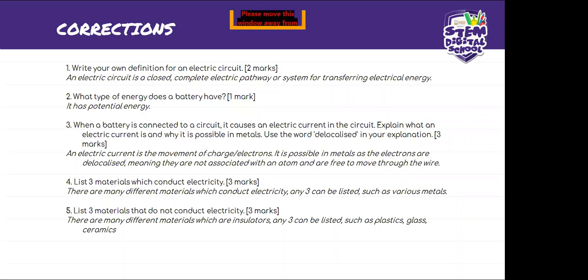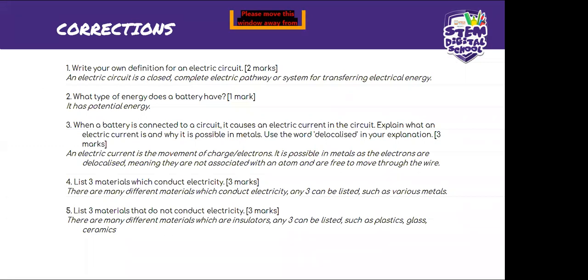Now, question 3, which was a problem, says when a battery is connected to a circuit, it causes an electric current in the circuit. Explain what electric current is and why it is possible in metals. Use the word delocalize in your explanation for 3 marks. So we can say an electric current is the movement of electrons, or you can say the movement of charges. It is possible in metals.